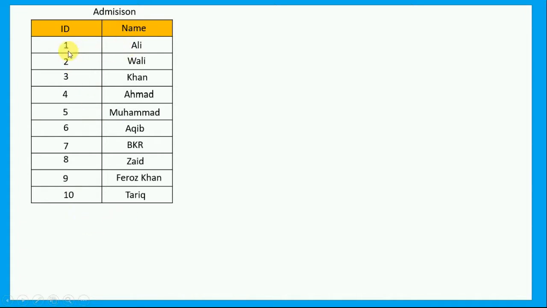So let's get started. We have a table named admission. It has two columns, ID and name. We insert some data, meaning ID 1 has name Ali, ID 2 Wali, and up to 10 Tariq. And we will set the primary key to the ID.